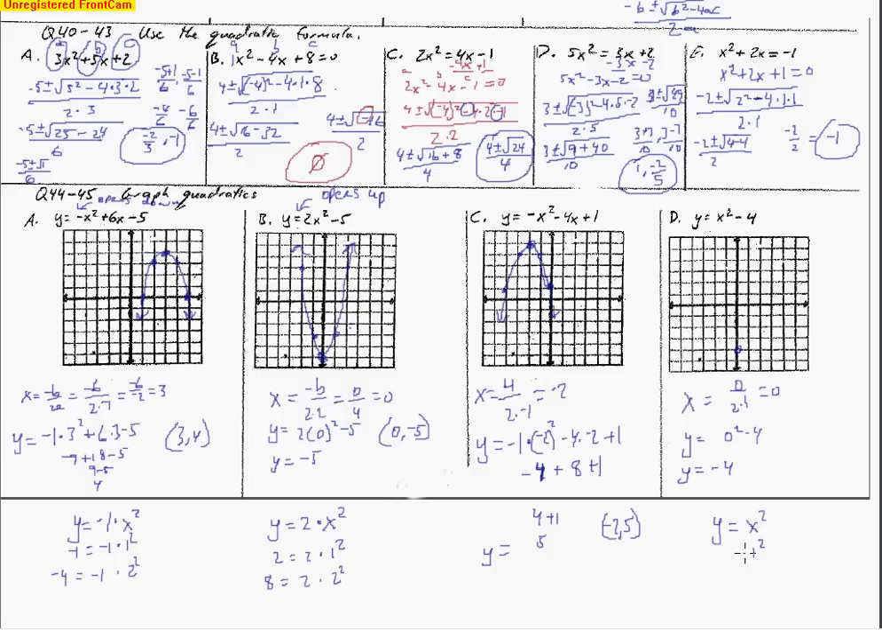So when you square 1, you get 1. When you square 2, you get 4. So this means you're going up. Over 1, up 1. Over 2, up 4 spaces, here and here. That matches what the x-intercepts are. If I was to factor this, I would get 2 and negative 2. That matches. So those are problems you'll see on questions 40 through 45.